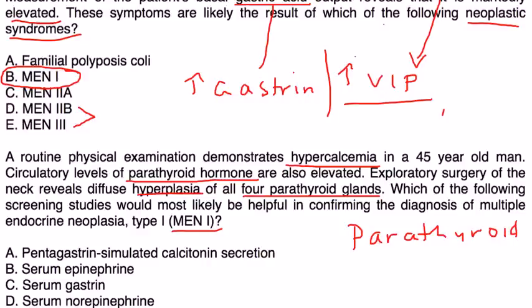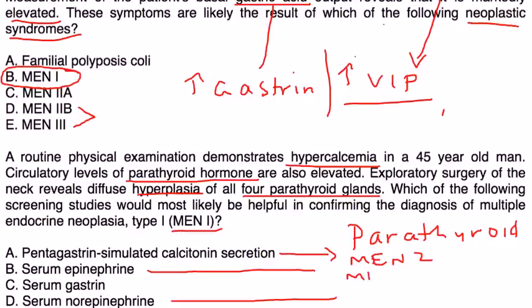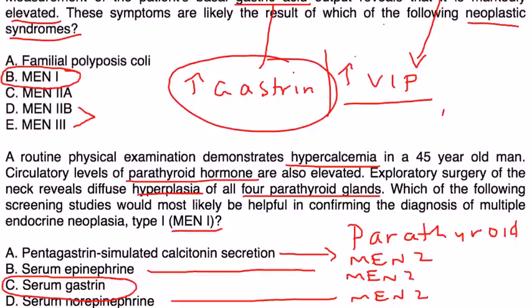Well, interestingly, I didn't mention it in this presentation, choice A is involved in MEN 2. And then so is choice B and D. They're also involved in MEN 2. So by default, it leaves choice C. And we talked enough about gastrin that it wouldn't be much of a surprise.